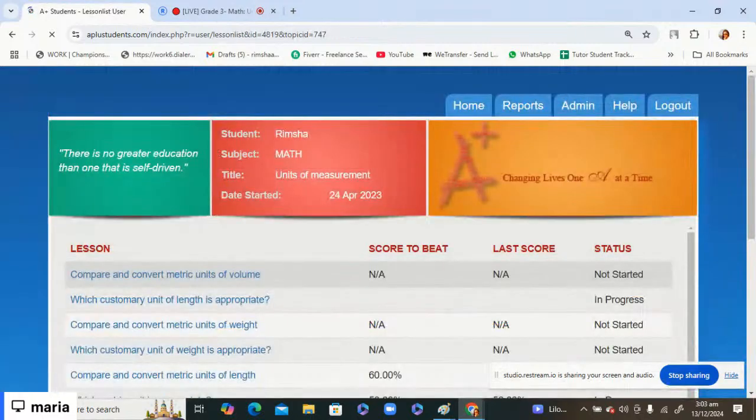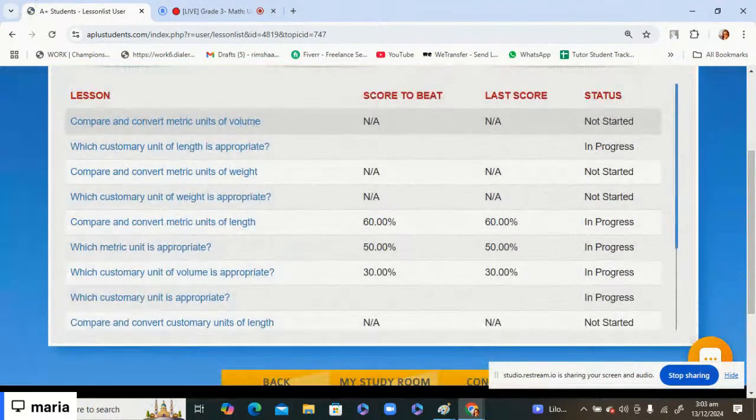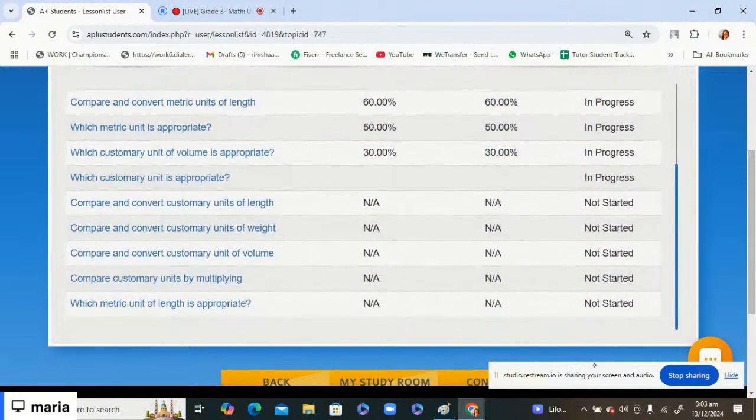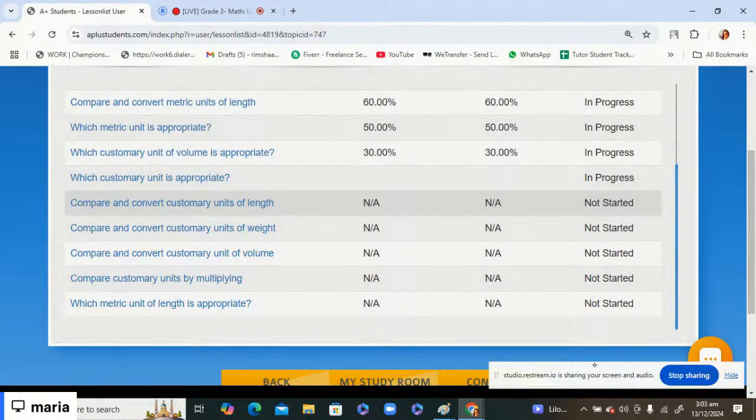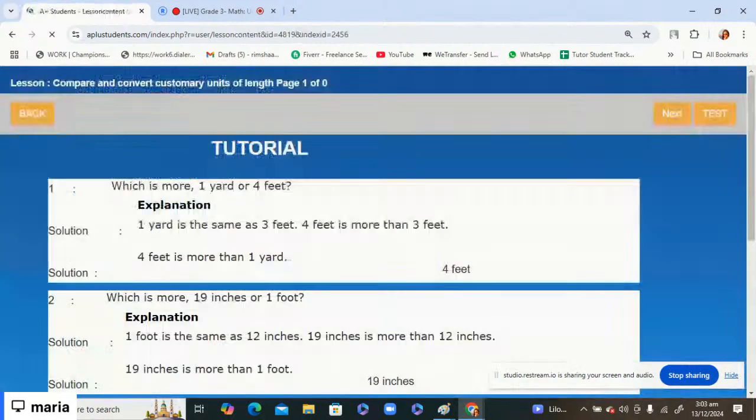Let's continue, and here we go with compare and convert the customary units of length. So let's get started with this one. So as we know, here is the lesson which is compare and convert the customary units of length.